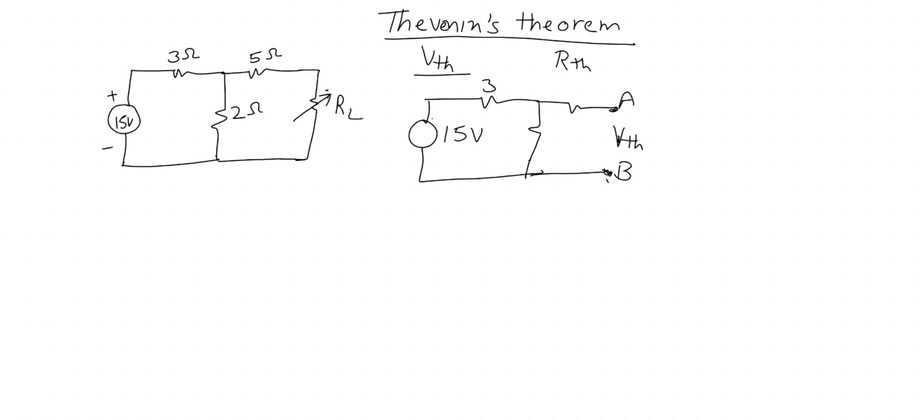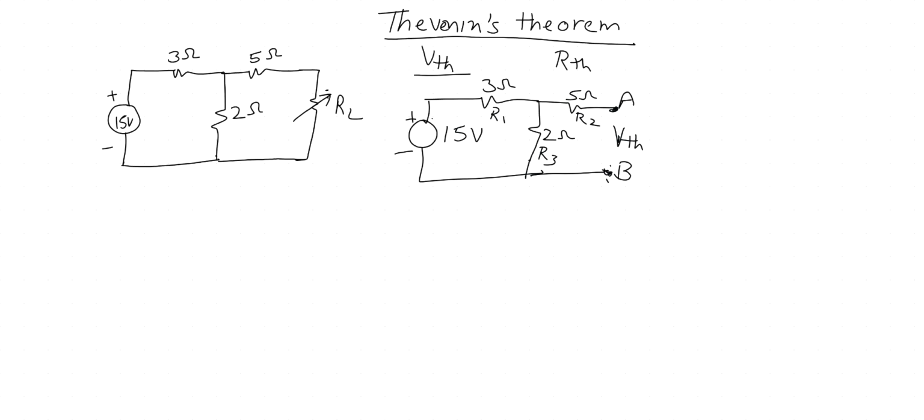So let's label these resistors. This is R1, R2, and R3. Now, due to this 15 volt, there will be current flowing through this. VThevenin is the voltage appearing across points A and B. When you put a meter across points A and B, the voltage that appears across A and B will represent VThevenin. So you need to find VThevenin.